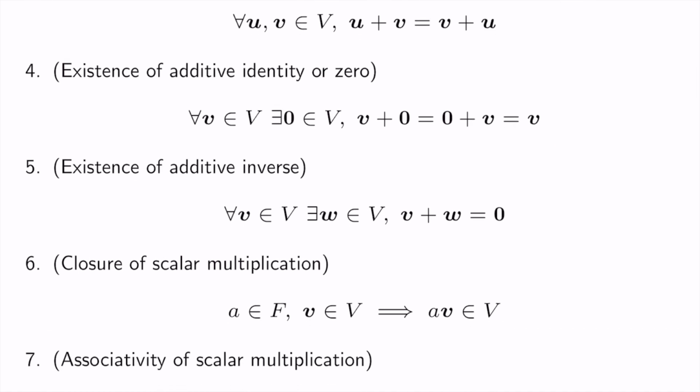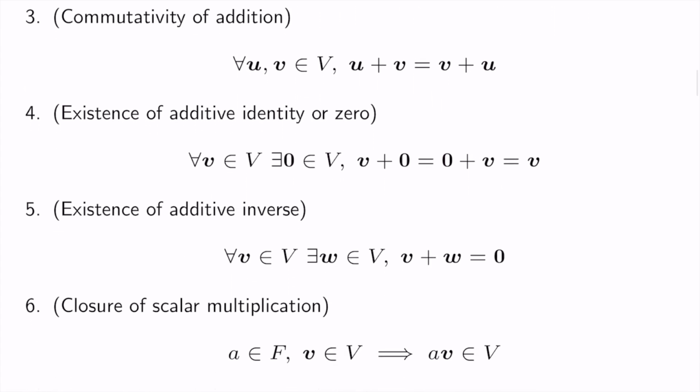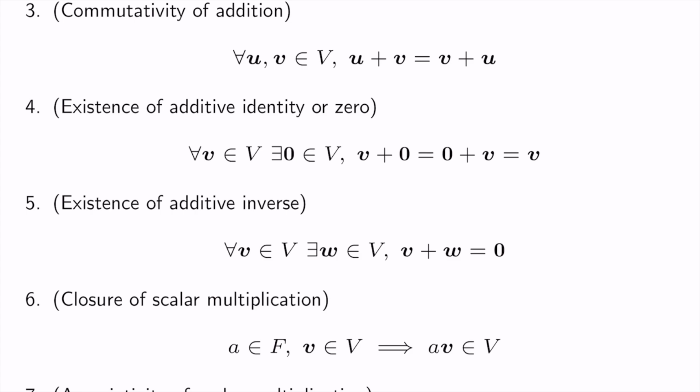And next, the existence of additive inverse for each element of V. For any element v in the set V, there exists another element w in the set V such that v plus w is equal to the 0 element. So the 0 element is defined here. This w is called the additive inverse of v. We will see later that such a w is unique for a given v. So far we have been explaining the axioms satisfied by the addition operator.